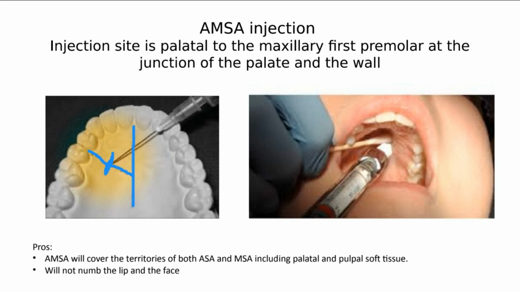But the good thing about that also, beside being one injection, is remember, if you do the infraorbital, the infraorbital nerve, when it exits out, it's going to feed the nose, the lower palpebra, the upper lip. This is not the case here. You will not get those. You just get the ASA and MSA only.